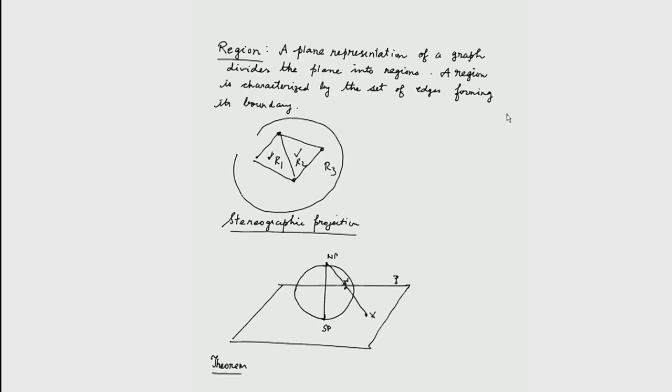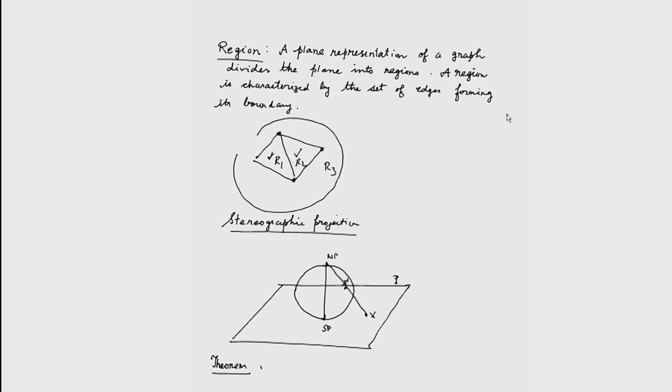Now it is again intuitively very clear that if we have a graph on a plane, I can use the stereographic projection to map it on a spherical surface and vice versa, and this gives us a theorem like this, which I will state without a concrete proof, but which is intuitively clear from what I have already told.